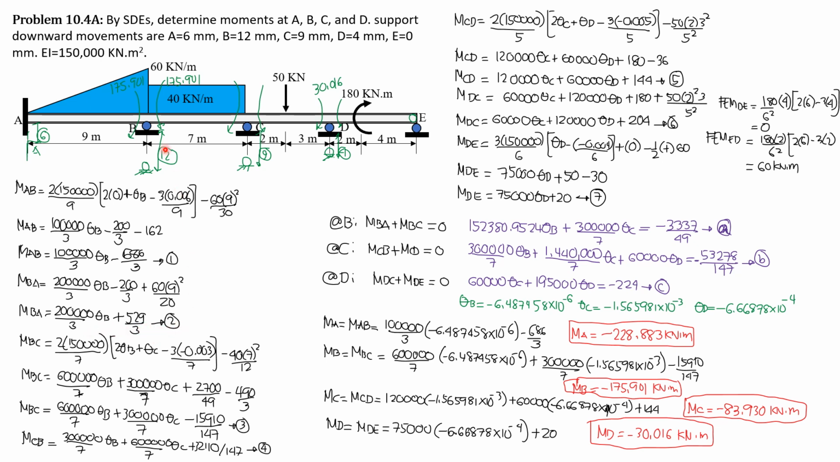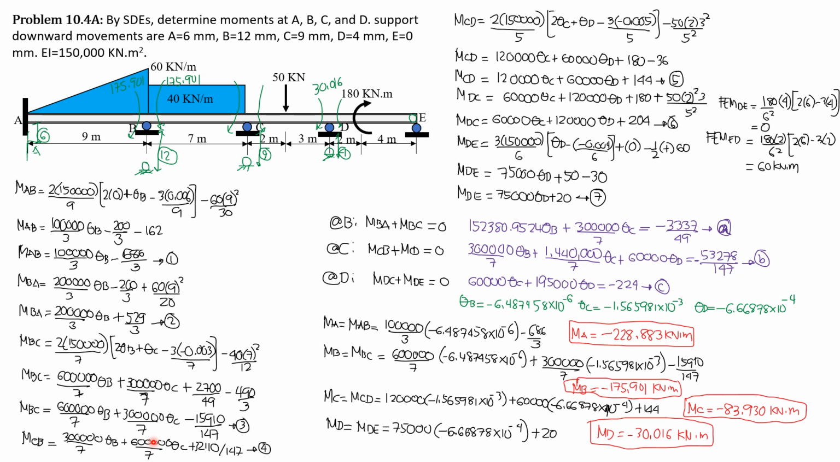Call that equation 2. Then BC, we expect moments at B and C. So 2EI over L formula, 2 times EI over L, 7, quantity 2 theta B plus theta C minus 3 delta over L. This time, delta is treated negative because the rotation of the chord BC is counterclockwise, and delta is 12 minus 9, 3 mm. So minus 3 times negative 0.003 over 7, fixed end moment at the left is again negative, negative WL square over 12, 47 square over 12. Simplifying, we have 600,000 over 7 theta B plus 300,000 over 7 theta C, then due to side swing moment, 2700 over 49, then due to fixed end moment due to the load, negative 490 over 3. So simplifying, moment BC is 600,000 over 7 theta B plus 300,000 over 7 theta C minus 5910 over 147. Call that equation 3.